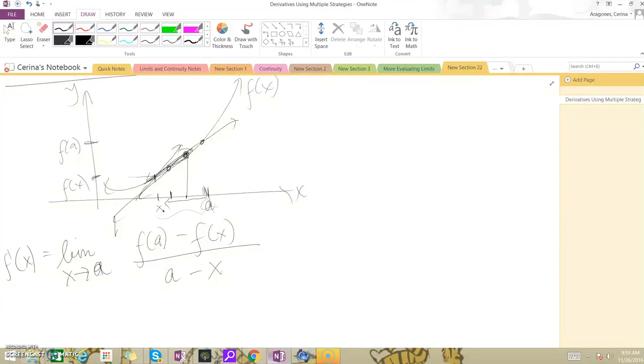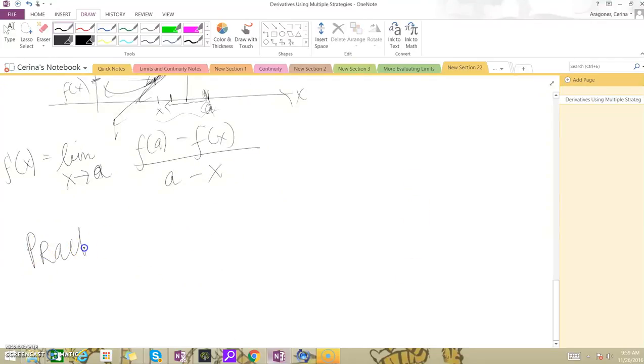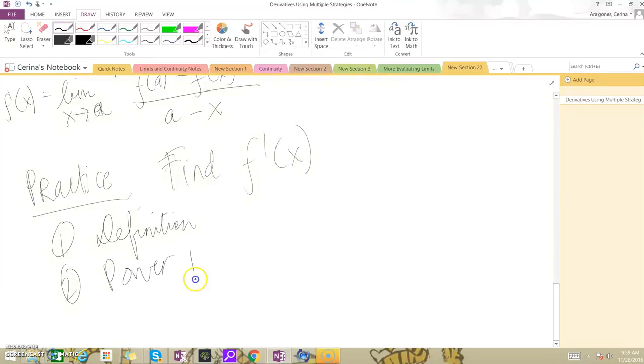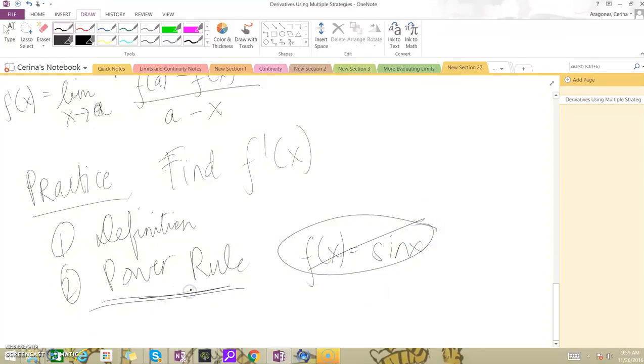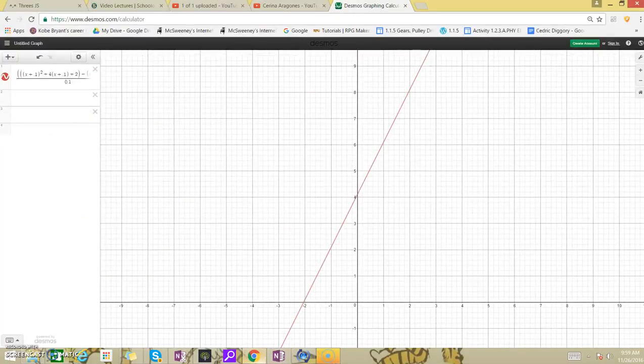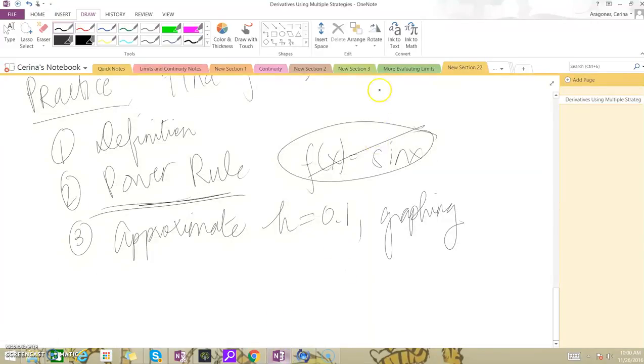So I would say practice trying to find the derivative using multiple ways. First using the definition, then using the power rule if it applies. Obviously you can't use the power rule for something like sine of x. We don't know how to find that using the power rule. It's not a power function. But for things that are power functions, try to use the power rule. And also you can approximate by letting h be really close to 0 and then graphing, just like we did with that first example.